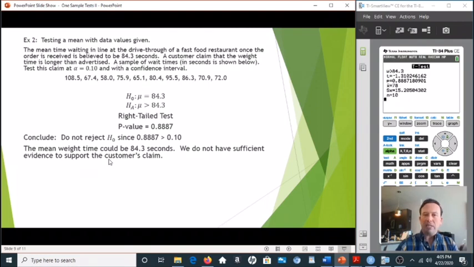So now let's interpret that. So since we're not rejecting the null, we are using our evidence to, in a sense, support this status quo. So we would say that the mean wait time could still be what's advertised, 84.3 seconds. However, for this customer, we would have to tell them, sorry, we do not have sufficient evidence to support your claim that the wait time is longer.